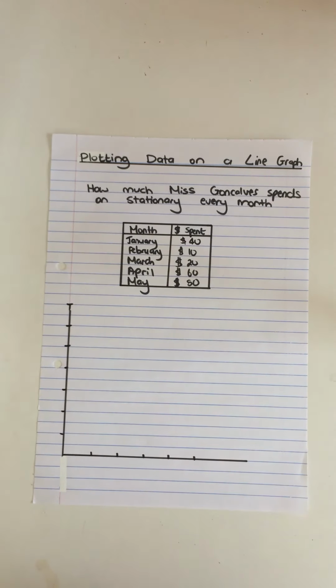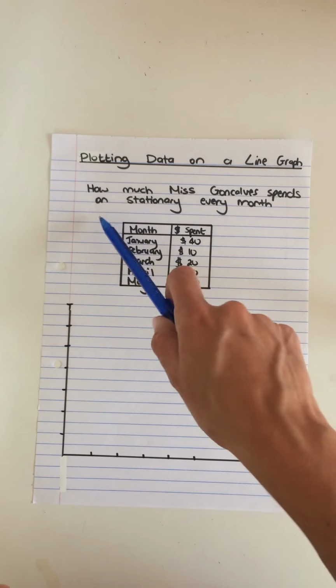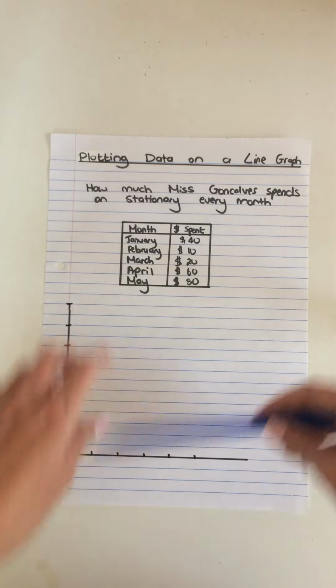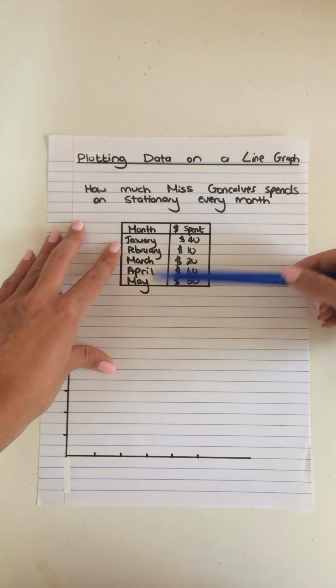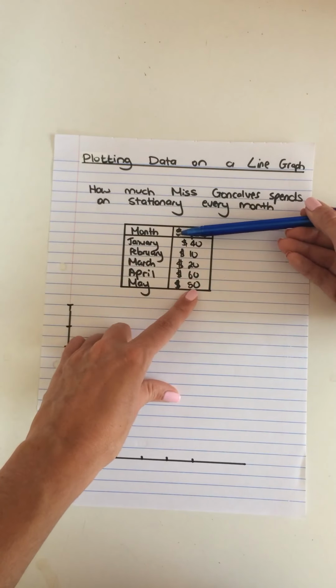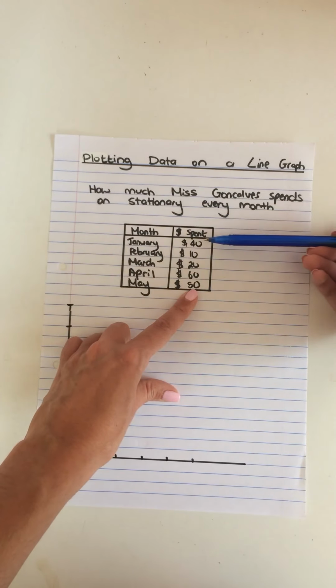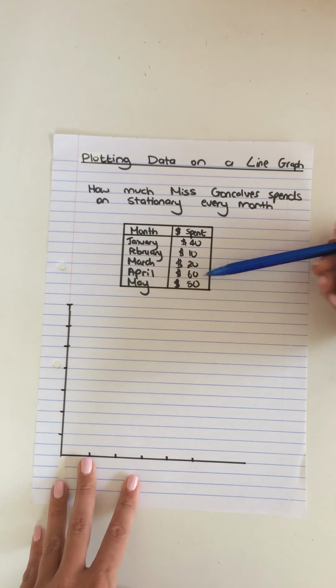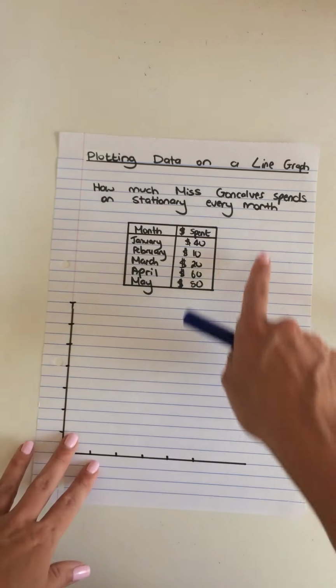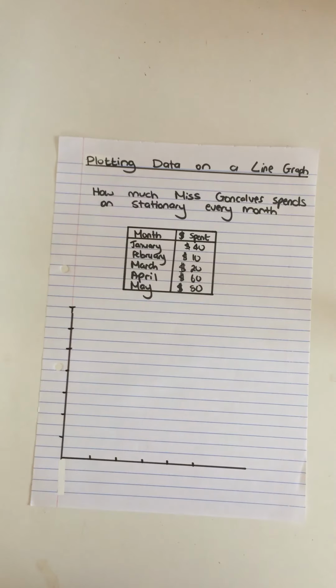So the data that we have is how much Ms. Gonzalez spends on stationery, which are your pens and pencils and rulers and all of those things that we need for our class. How much Ms. Gonzalez spends on stationery every month. So the first column, I have the month: January, February, March, April, and May. And then the second column, it says money spent. I've done it in dollars. So let's pretend Ms. Gonzalez spent $40 in January, $10 in February, $20 in March, $60 in April, and $50 in May. We are going to take this information and we are going to plot it on a graph.